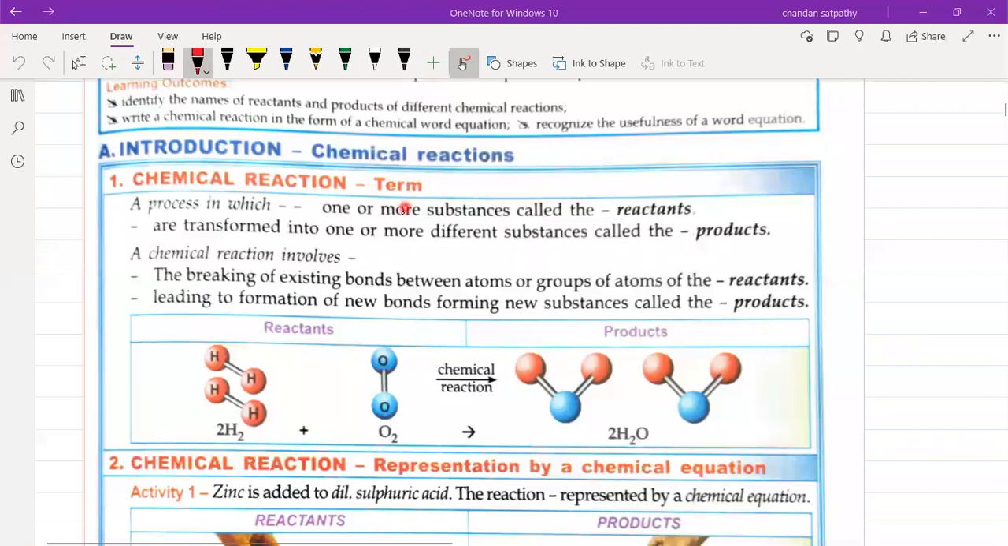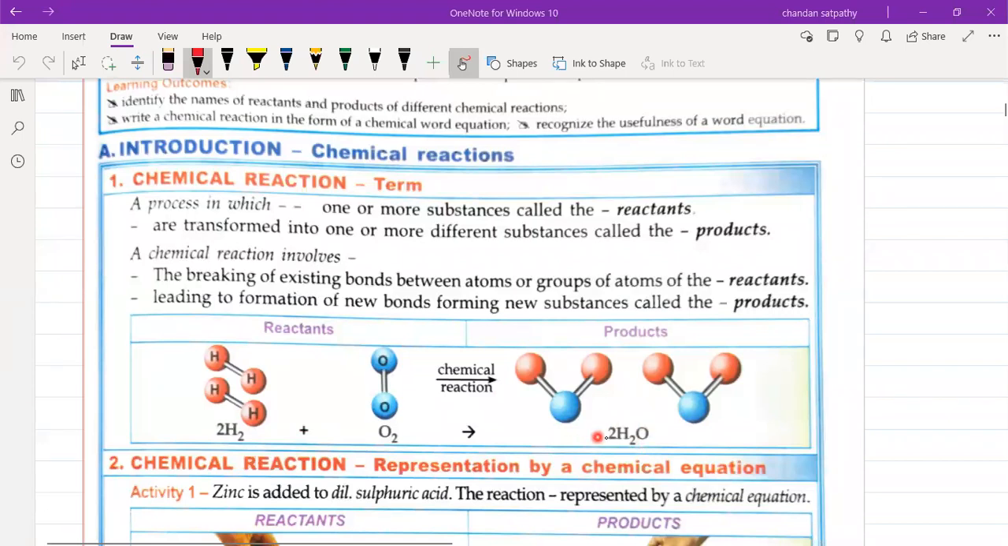A particular substance, one or more substances, changes into new substances. Those substances which undergo changes are called reactants, and those substances which are formed are called products. For example, hydrogen combines with oxygen to form water. Hydrogen is a reactant, oxygen is also a reactant, and they undergo a chemical reaction, and then water is formed.